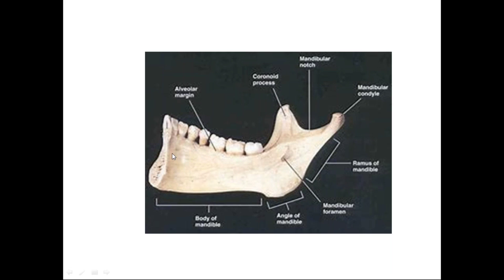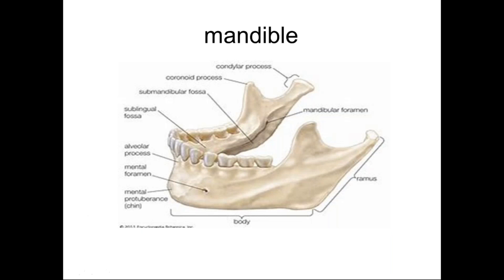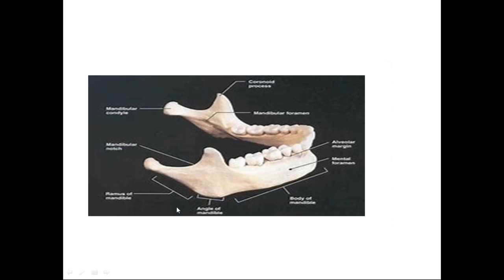Now behind the median part of the symphysis menti, on its posterior surface, it has four genial tubercles, two superior and two inferior. The superior genial tubercles provide attachment to genioglossus. The inferior genial tubercles provide attachment to the geniohyoid muscle.